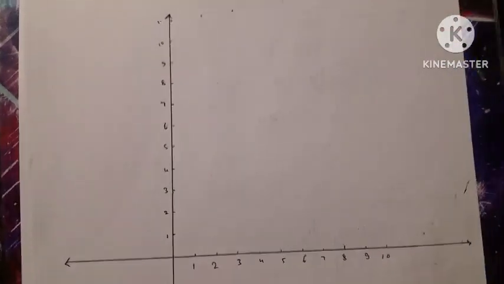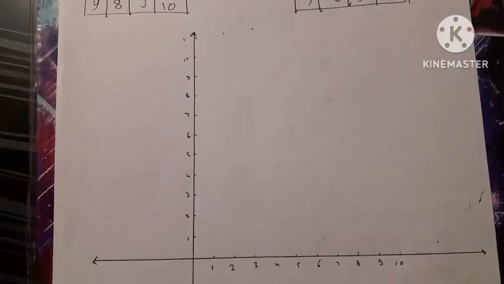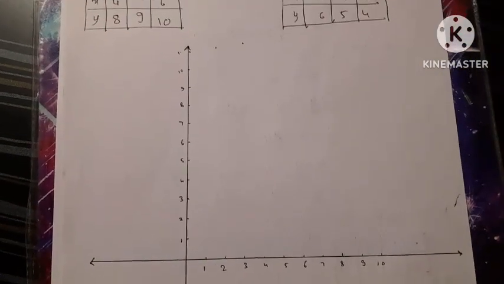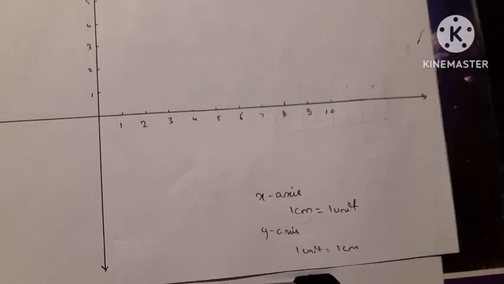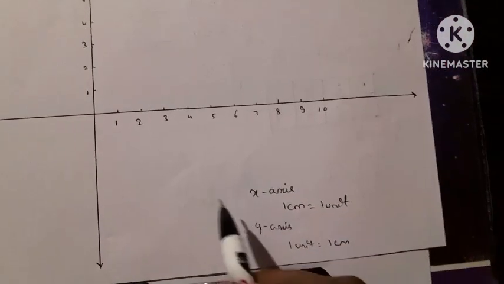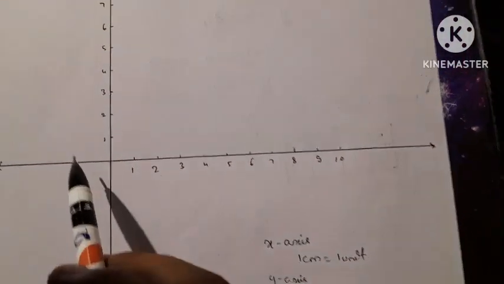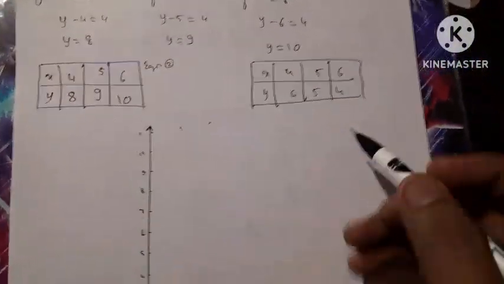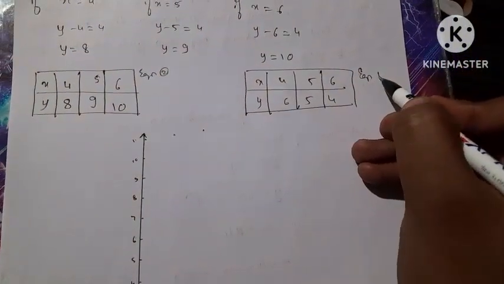So this is the graph we have taken here. Since we had only positive values, I have just taken the first quadrant, and this is the scale assumed: on the x-axis 1 centimeter equal to 1 unit, and on the y-axis the same, 1 unit equal to 1 centimeter. So these are both the tables we need, equation 2 and this table for equation 1.